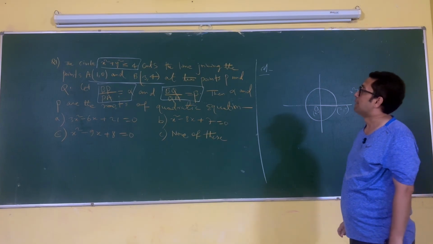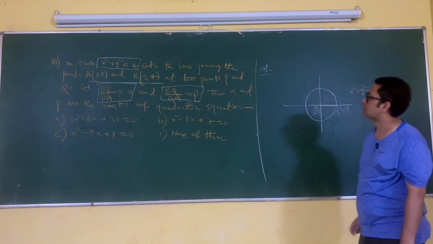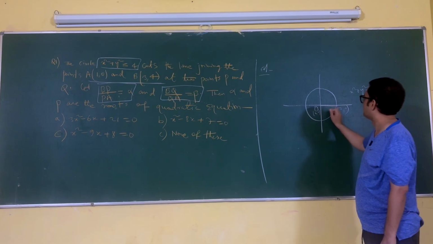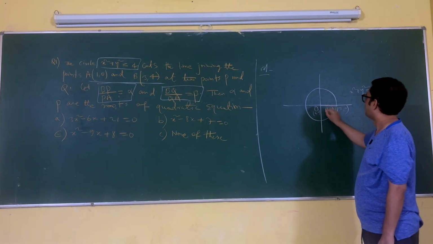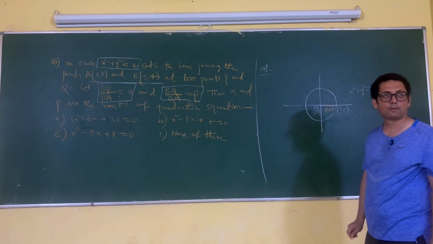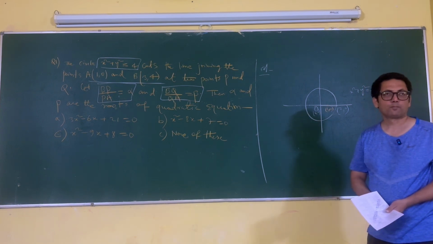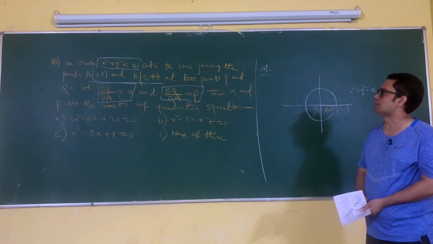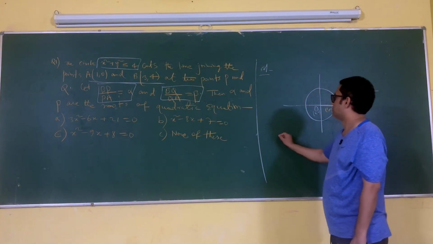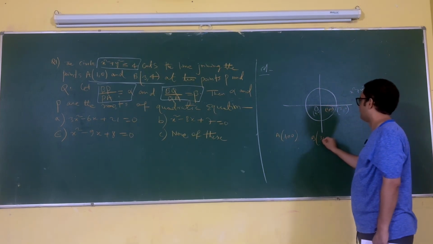Now this circle cuts the line joining the points A and B. So A is 1, 0. This is 1, 0, exactly the middle of this, and B is 3, 4. So what basically we have to do is get the equation of the line passing through A and B. So A is 1, 0 and B is 3, 4.